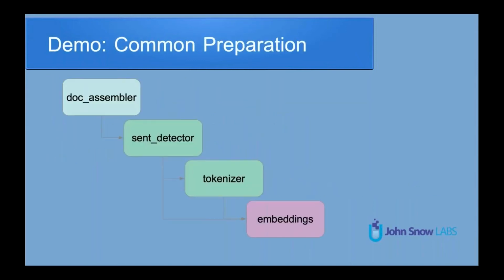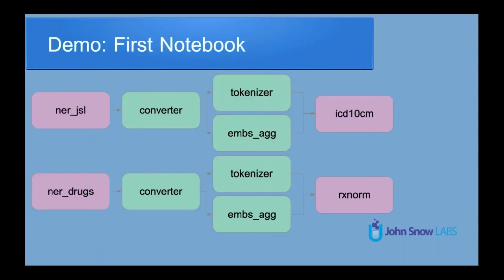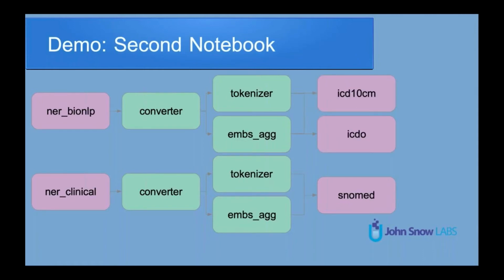In the demo, we will see basically a common preparation for both notebooks: the document assembling, the sentence detector, tokenizer, and embeddings. And we will then, in the first notebook, resolve towards ICD-10-CM entities and RxNorm entities. For those, we will use 2 named entity recognizers. In red, you will see the pre-trained models: basically an NER that we at JSL developed from our own annotations, and then a drugs NER that we developed given some FDA and MedMentions data sets.